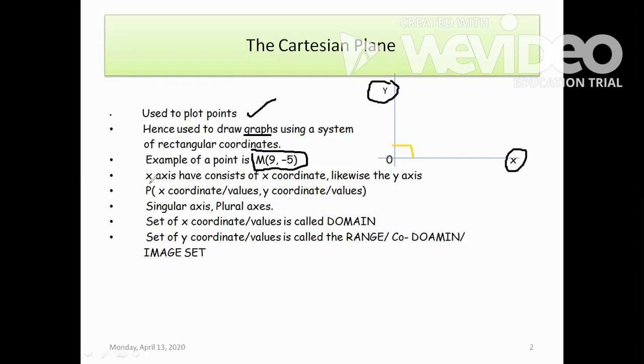Okay, another note down here. X-axis. That should be there. So the x-axis consists of x coordinates, likewise the y-axis. And here we make this point down here that this is how we write a point. The x coordinate or value first, followed by the y coordinate or value. Now it's noteworthy that the singular is axis, so x-axis and y-axis. The plural is axes.